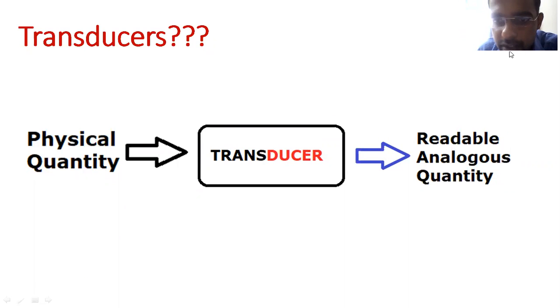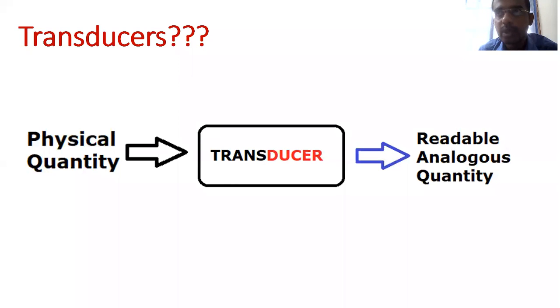So the physical quantity can be light, heat, or whatever is available. Whatever is available in nature is analogous in nature, meaning that physical quantity is converted into some other quantity. That other quantity can be mechanical or electrical. So that's where the difference is going to be, right? That is why you call it a transducer. It transduces from one physical state to another, which can be electrical or mechanical or any other kind, right?